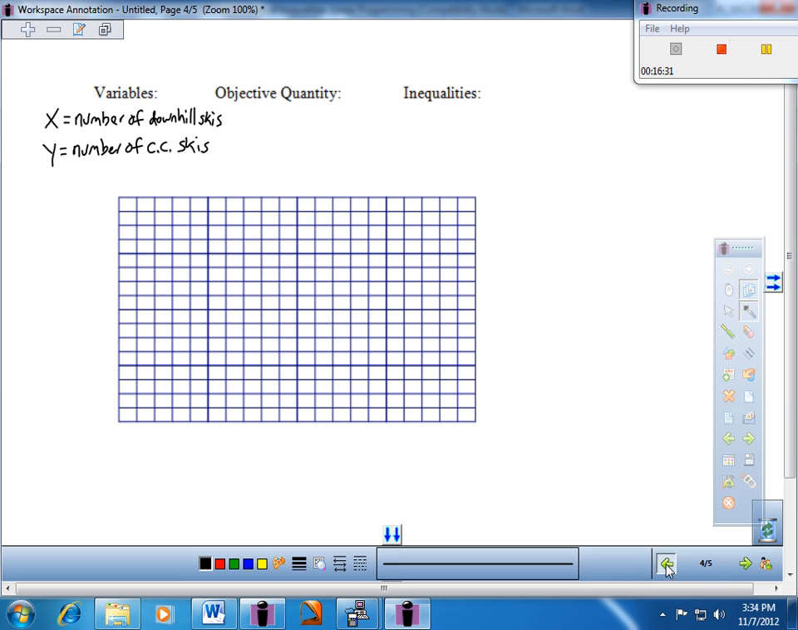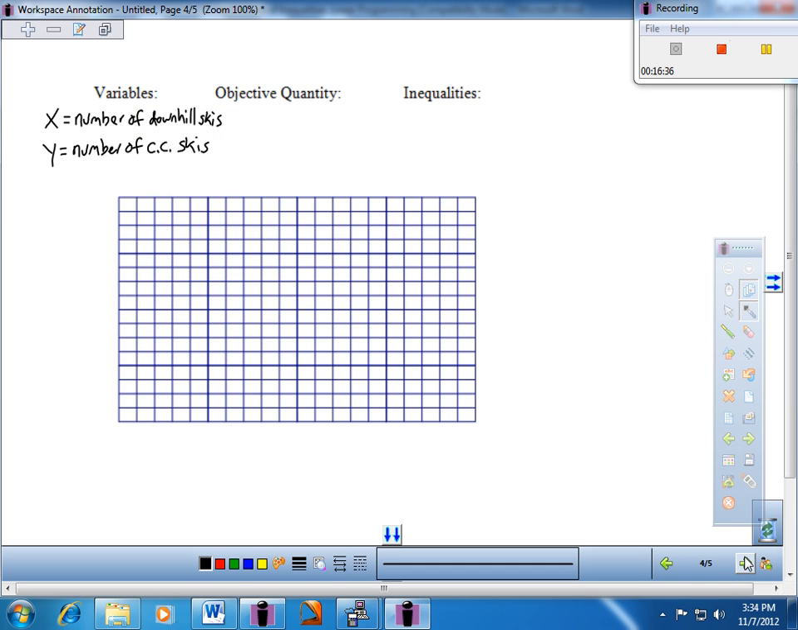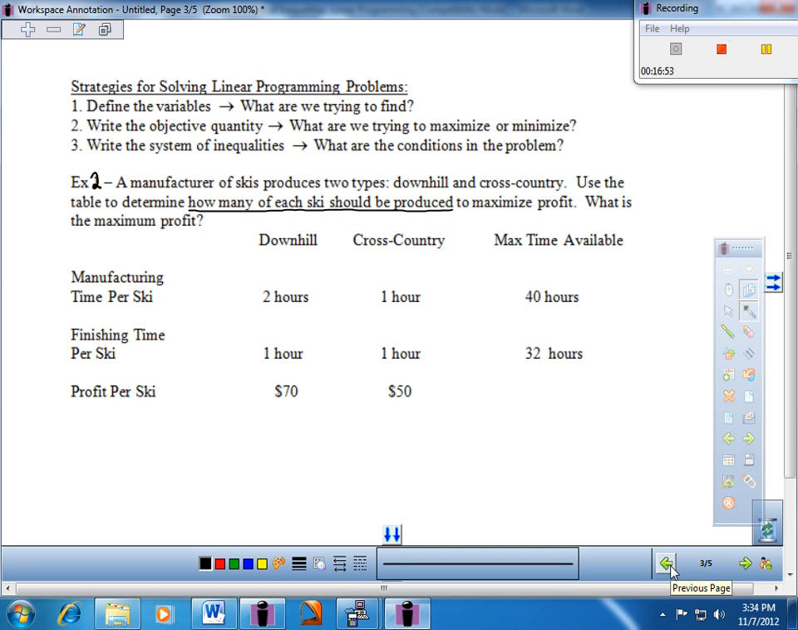From what I saw, everybody, in the problem, it did say I'm trying to maximize profit. So right away, I did this, a P equals. P for profit, it's a good starting point. Now, how are we going to get our profit in terms of the number of downhill skis produced and the number of cross-country skis produced? And if you go to the table, as all the information is in the table here, it looks like we get $70 profit for each downhill ski produced. So we're going to take that $70 and probably multiply it by the number of downhill skis produced.